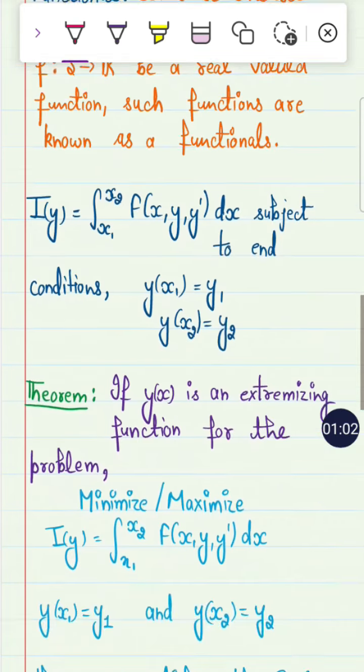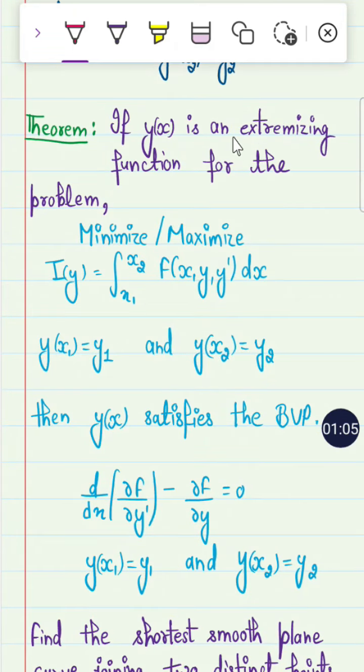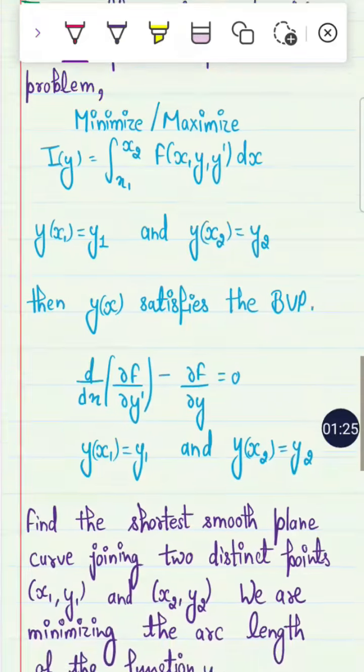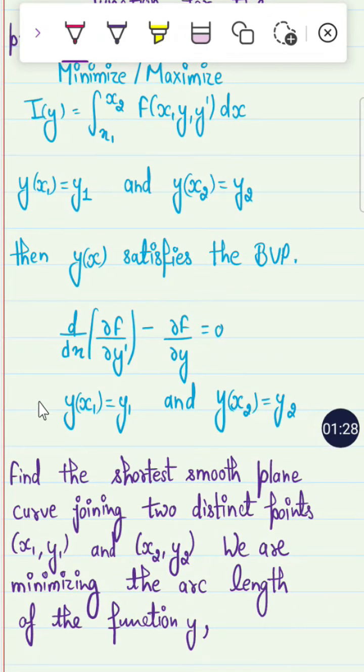Okay, now the theorem: if y(x) is an extremizing function for the problem of minimizing or maximizing I(y) equal to the integral from x1 to x2 of the functional dx, with y(x1) and y(x2) as boundary values, then y(x) satisfies the boundary value problem. Now how do you find the maximum or minimum? It is d by dx of del f upon del y dash minus del f upon del y is equal to 0, with y(x1) equal to y1 and y(x2) equal to y2. This is the method for finding maximum and minimum.